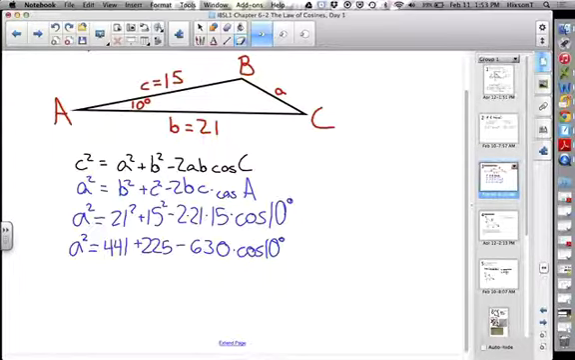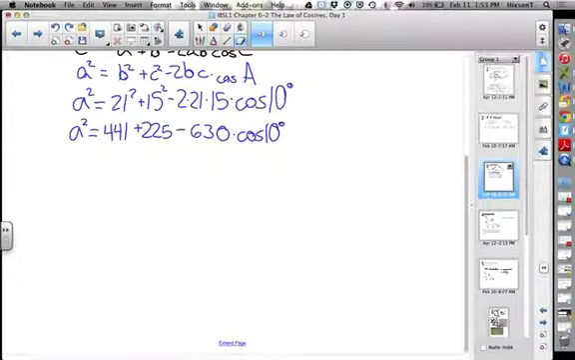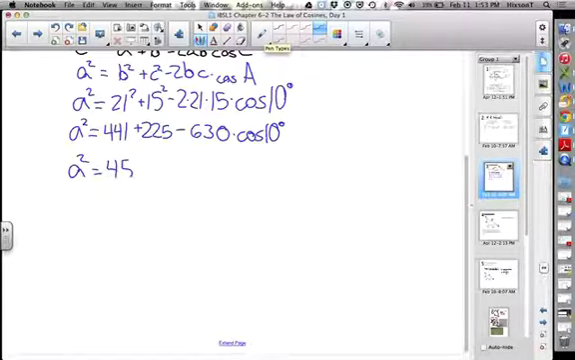At this point, you can just punch it in your calculator. And what do we get for A squared then? 45.57 and so on. So I leave that in the calculator and then I take the square root. And you get 6.75. Now I'll round because I'm at the end.